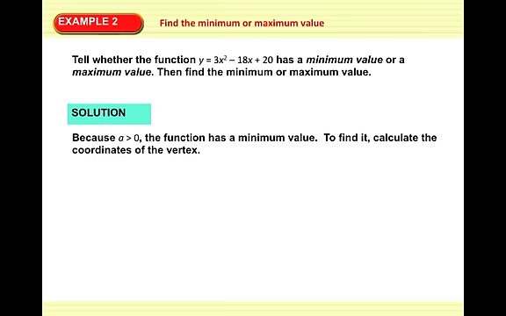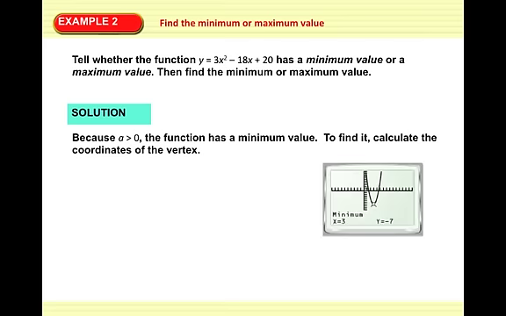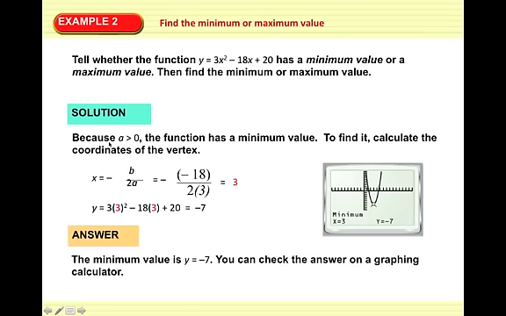To find it, you need to calculate the coordinates of the vertex. So x is easy to find first. It's negative b over 2a. And so that's negative negative 18 over 2 times 3, and that gives you positive 3. That's the x value. We're interested in the y value. You have to find the x value first and then shoot it through the function, and that'll give you the y value. And so you get y equals 3 times 3 squared minus 18 times 3 plus 20.